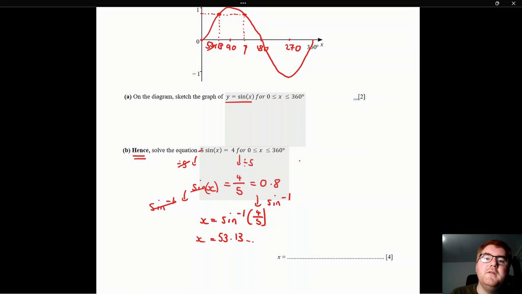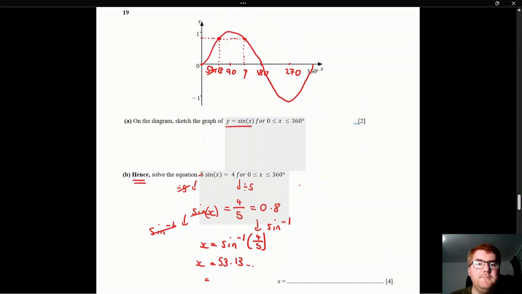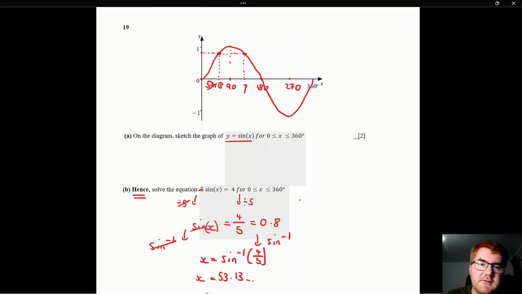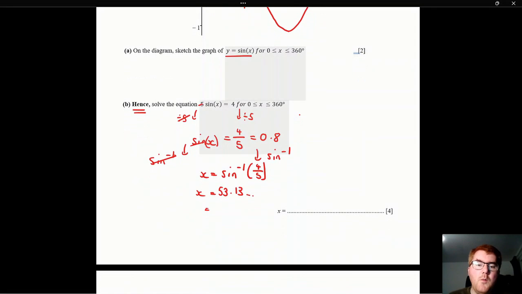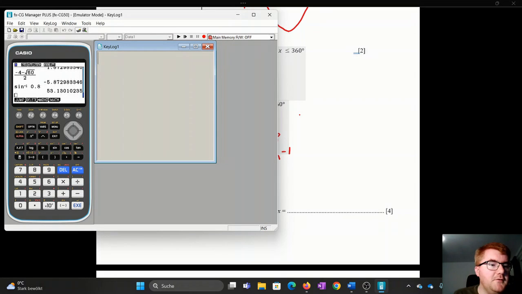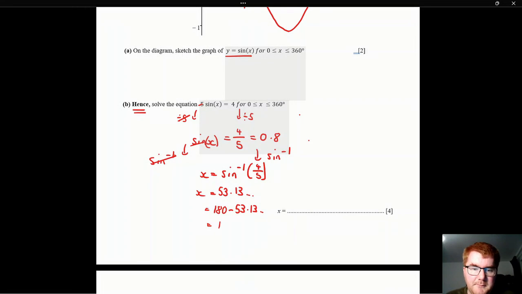But we also want this one here. The way we work this out, because of the symmetry of the graph around 90 degrees, is that we can just do 180 minus this answer, 53.13. And that will give us the second answer using the graph to help us. So if we do 180 minus that answer, that gives us 126.86.